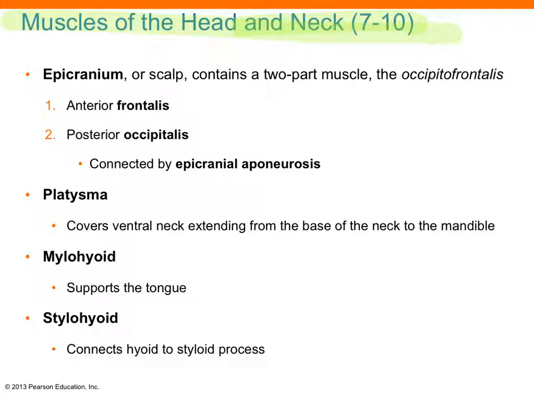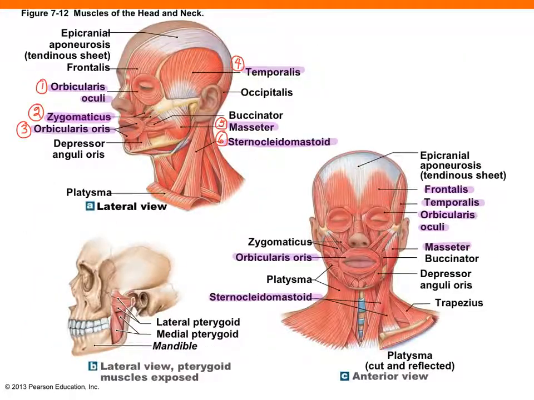There are some more muscles, but we're going to skip these on this slide. And now we're going to show you these again from different views. You see your orbicularis oculi, that's around the eye, number 1. The zygomaticus, that's where we smile, that's number 2. The orbicularis oris, that's number 3. The temporalis is number 4. The buccinator, which is not numbered, the masseter, number 5, and the sternocleidomastoid, number 6.